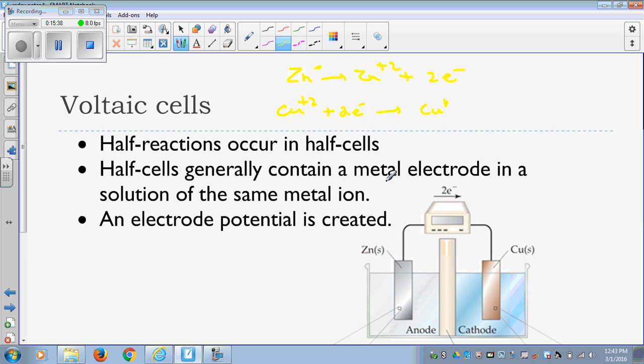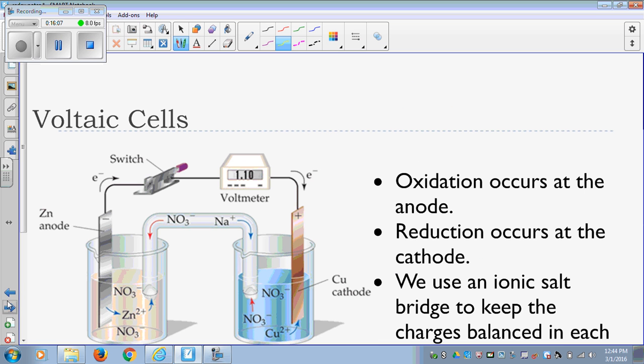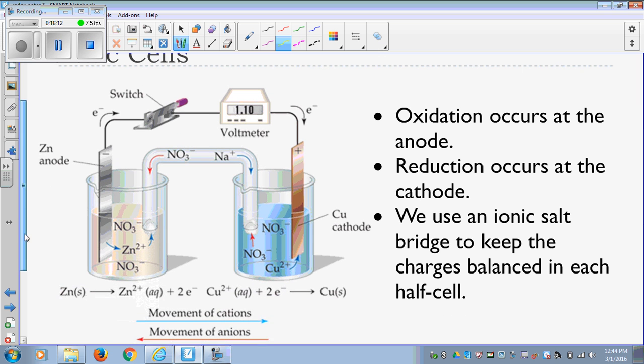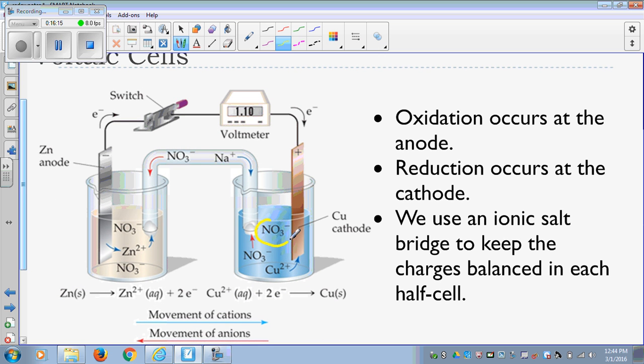The half cells generally contain a metal electrode in a solution of the same metal ions. So this has a solution of zinc sulfate, same metal ions. This is the electrode. This is the anode, the positive electrode, and this is the other electrode. So I have two different solutions. This is the anode, this is the cathode. An electrode potential is created, so electric current is being created right here. All right, so we continue working on this. You see here, this is using the example of nitrate. I use the example of sulfate, so that doesn't really matter.